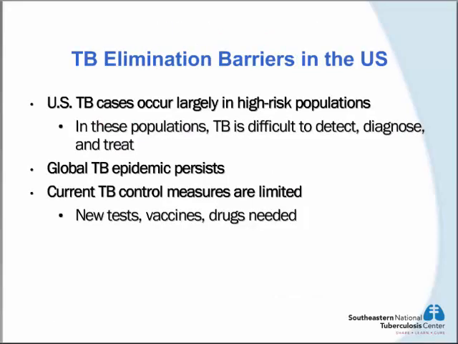However, we still have some barriers for the elimination of TB in the United States. And this is largely because the populations that have TB in the United States are high-risk populations. In these populations, it is difficult to detect TB, diagnose, and treat. The other thing is the global TB epidemic is persistent, and the immigration of people from all over the world is still happening in the United States. Current TB control measures are limited. We need new tests, new vaccines, new drugs.